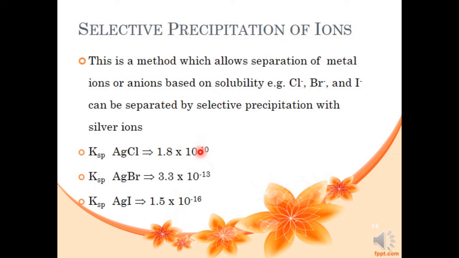So how to separate? We compare their KSP value. So silver chloride will have the smallest KSP value, so it's the most soluble. So the most soluble will easily precipitate out. So we precipitate out silver chloride, followed by next addition of precipitating agent to precipitate out silver bromide. And lastly, what remains behind is silver iodide.